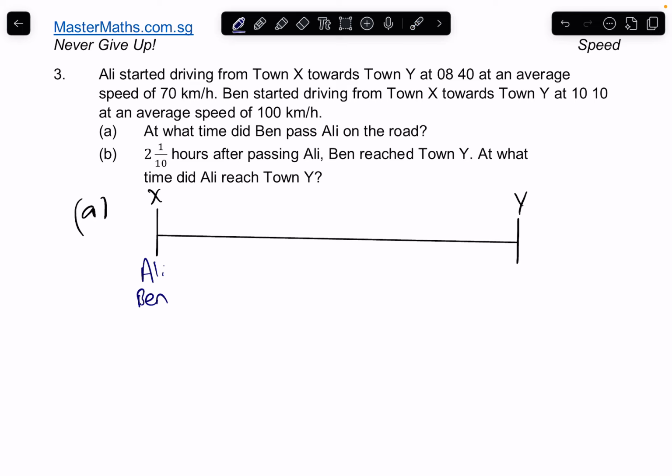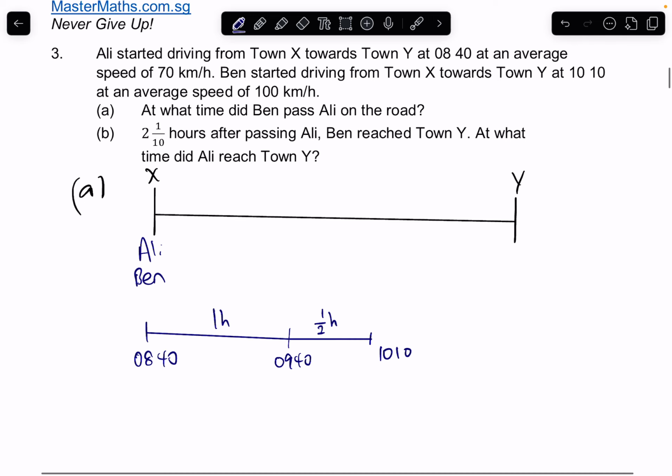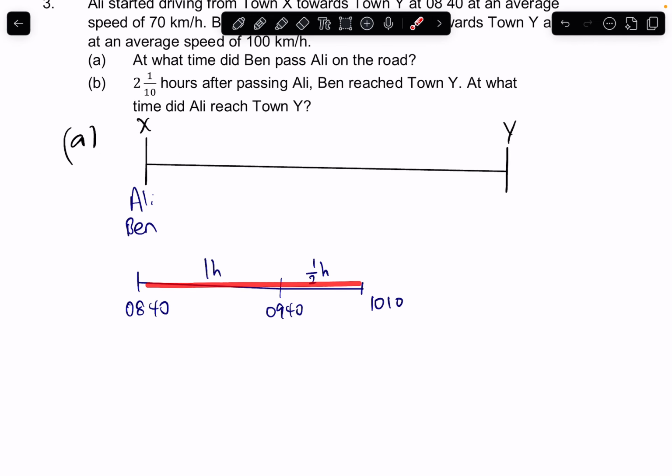So first step, we'll try and find what is the head start time, the duration of time that Ali has. So we start at 8:40, we'll go to 9:40. That's an hour. Then we can immediately go to 10:10, or you can go to 10 o'clock, that's fine as well. 20 plus another 10, that's 30 minutes, which is half an hour. So this is the total time that Ali has in terms of head start. That's 1 hour plus half an hour, which will be 1.5 hours.